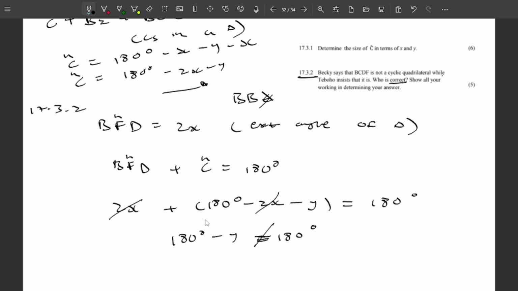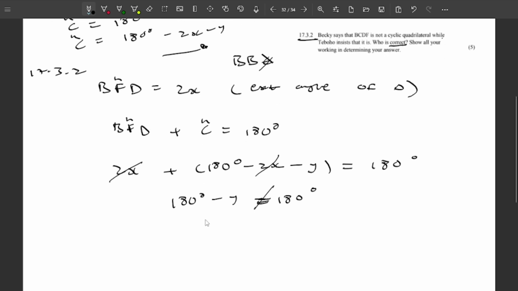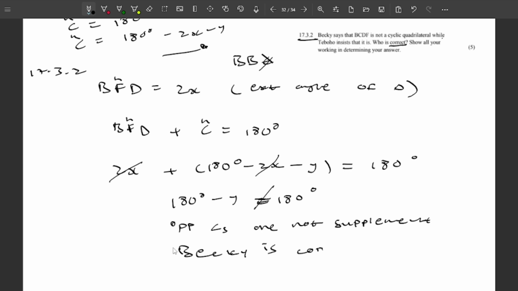Okay, so this means that the opposite angles are not supplementary, proving that Becky is correct. So this means that Becky won the argument between is BCFD a cyclic quad. Now Becky said it's not, so Becky won.